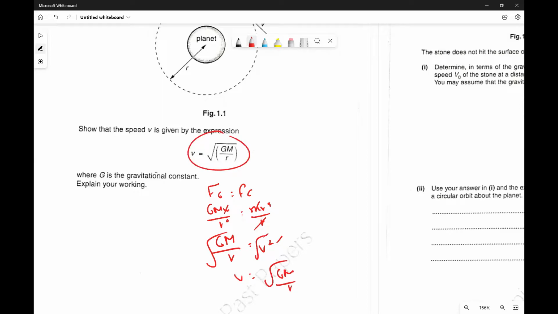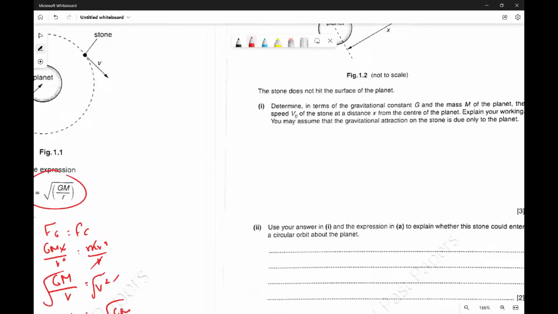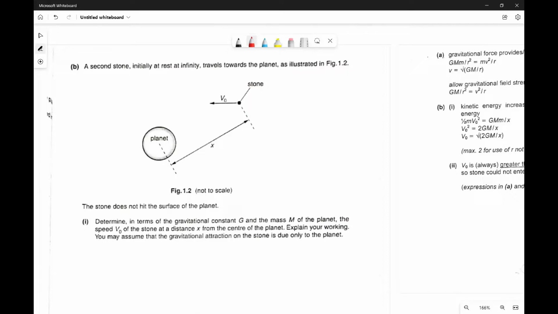All right. Now moving on to the next part. A second stone initially at rest at infinity travels towards the planet as illustrated. So now this is the second stone, it's traveling towards the planet from infinity. It was at zero value. The stone does not hit the surface of the planet.